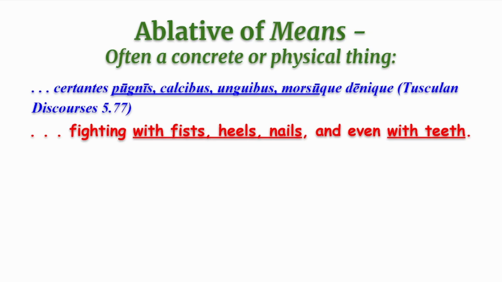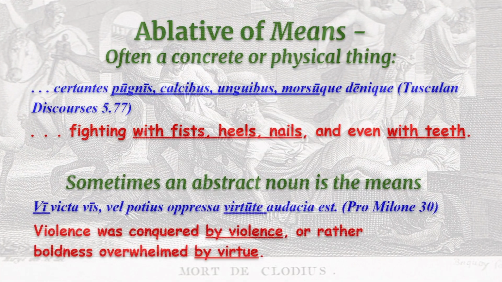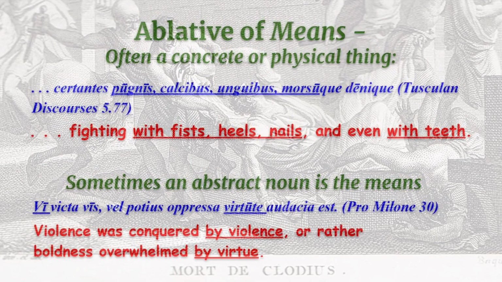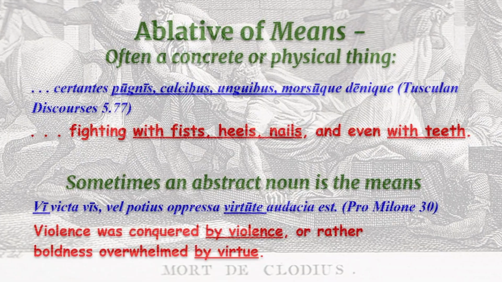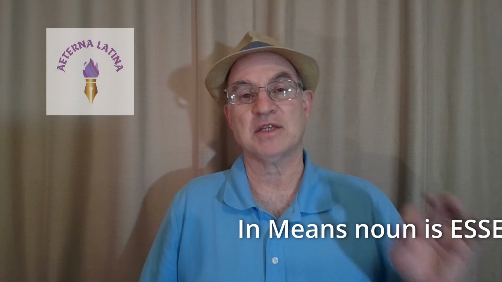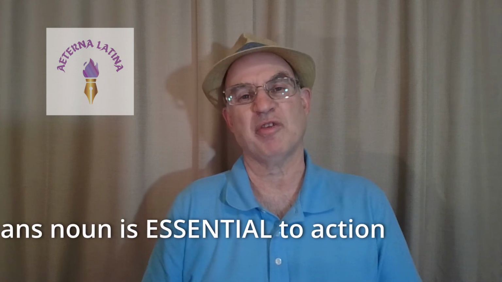It is also possible to use abstract nouns in the ablative of means, as in the published version of Cicero's Pro Milone, where he says, Vi victa est vis, vel potius oppressa virtute audacia est. Violence was conquered by violence, vi, or rather, boldness overwhelmed by virtue, virtute. So you'll notice in this example, as in other examples of the ablative of means, the noun in the ablative case is essential to the action. It's not just a descriptive term like it would be an ablative of manner or something like that. Without the virtue, violence would prevail.